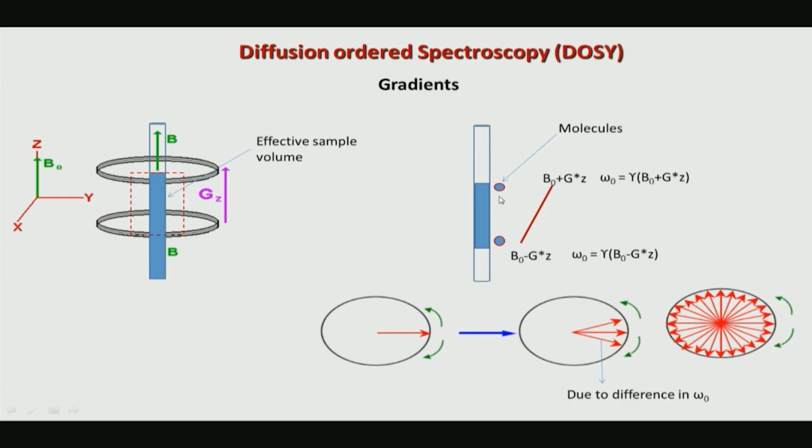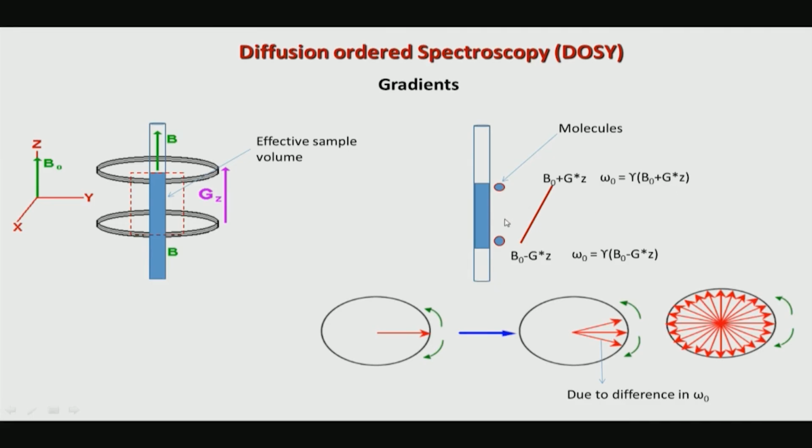Now, these two molecules do not have the same chemical shift or Larmor precession. Why? Because at the top portion of the sample I have added an extra magnetic field, which is given by G into Z. What is Z? Z is the distance from the center. At this point it is a maximum, and the chemical shift of the molecule sitting here is now a slightly different value compared to the original omega naught equal to gamma B0. So, we have an addition of a magnetic field.